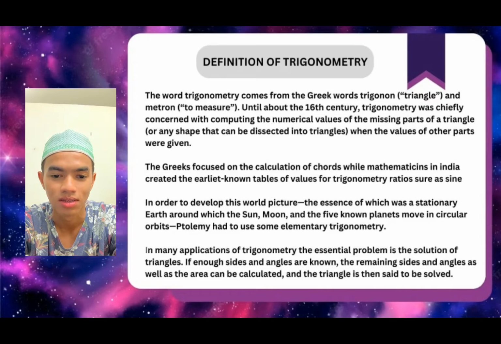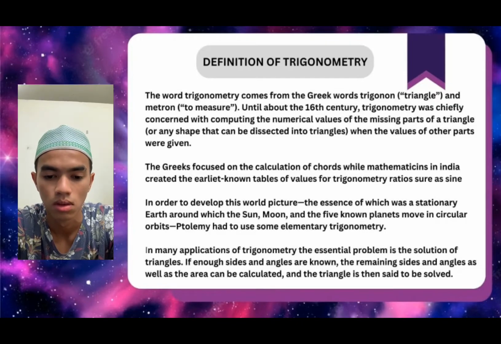In order to develop this world picture, the essence of which was a stationary earth around which the sun, moon and the five known planets move in circular orbits, Ptolemy had to use some elementary trigonometry.